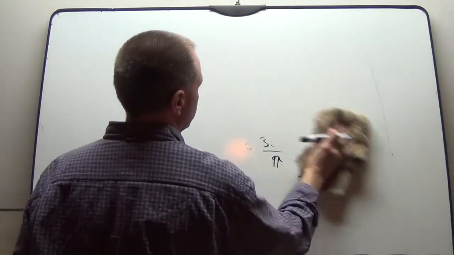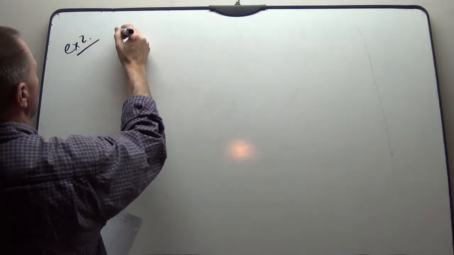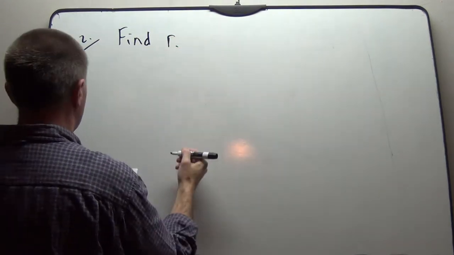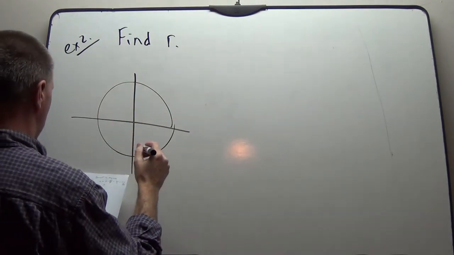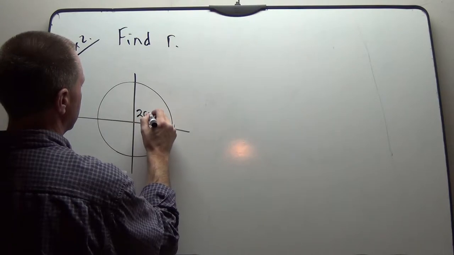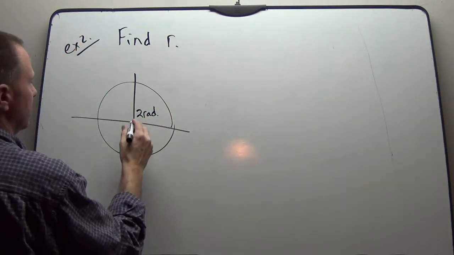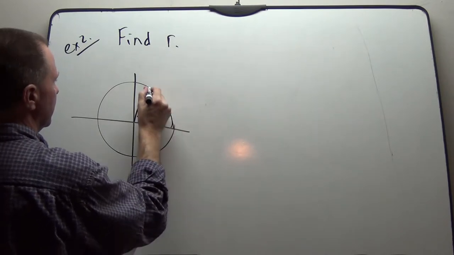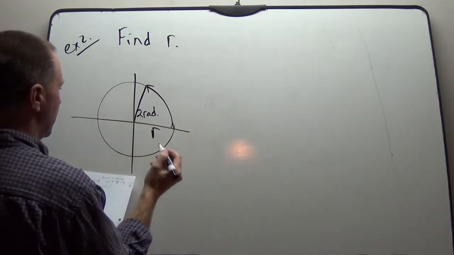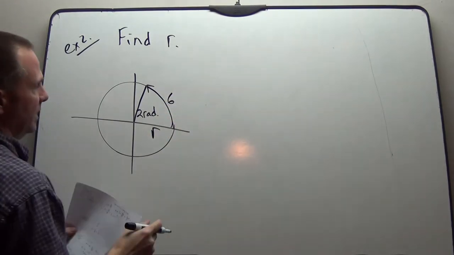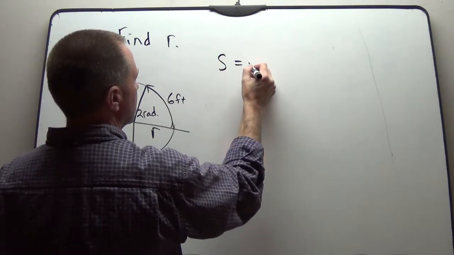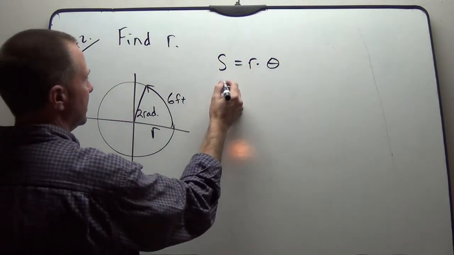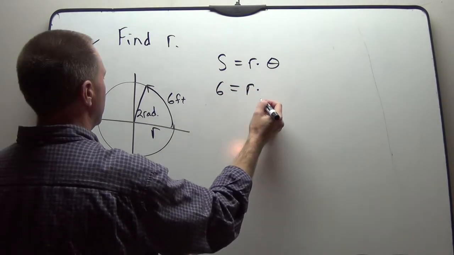Let's do another one. Example 2. Here we're going to find R. So find the radius. So here's our picture, a nice circle, and we'll say that this is 2 radians. Okay, so theta, we'll just draw a generic circle, a generic arc. 2 radians, the radius we don't know, but the length of the arc is 6. We'll call this 6 feet. So again, S equals R times theta. Fill in what you know. S is 6. The radius we don't know, and theta is 2.